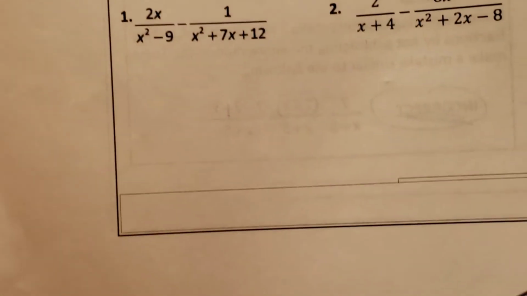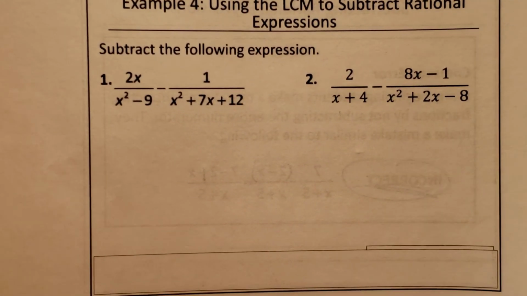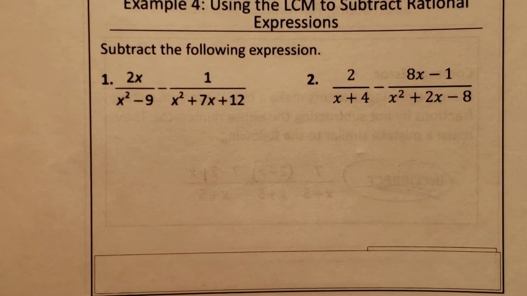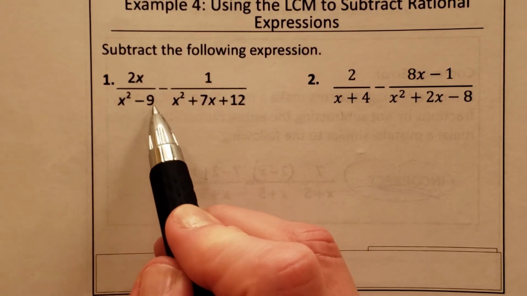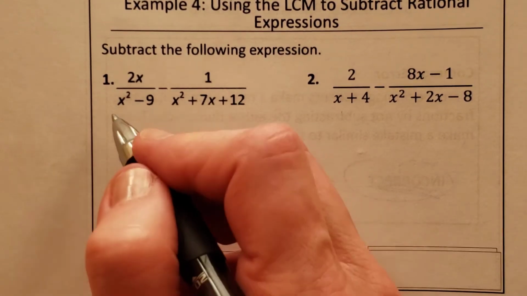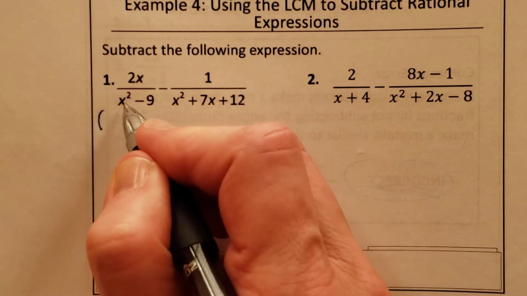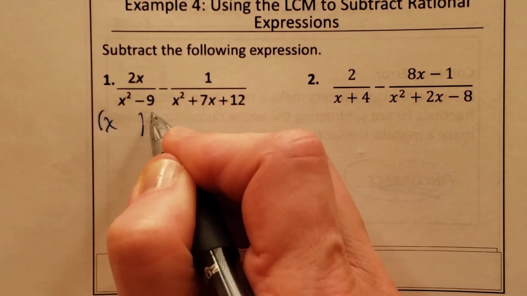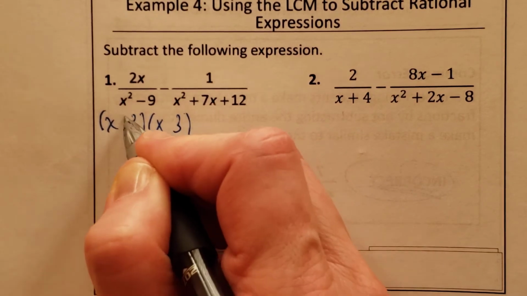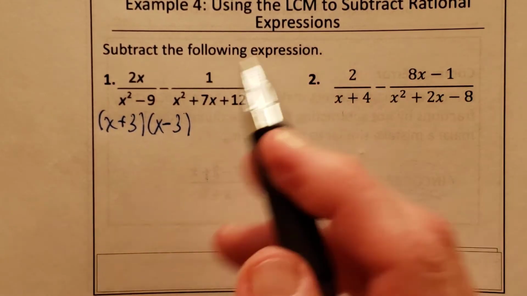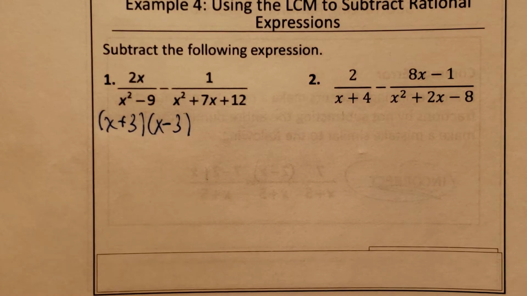So now we're going to subtract without common denominators. So we're going to have to find common denominators. All right, so the first thing we have here is the difference of two squares. So we're going to break this down. Square root of x squared is x. Square root of 9 is 3. One gets a plus and one gets a minus. So that's just the first one, okay?